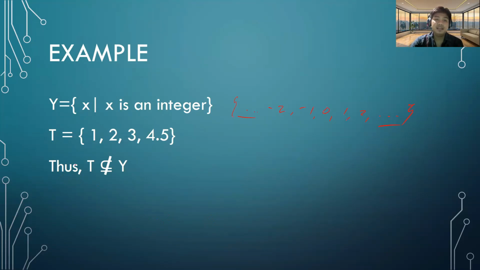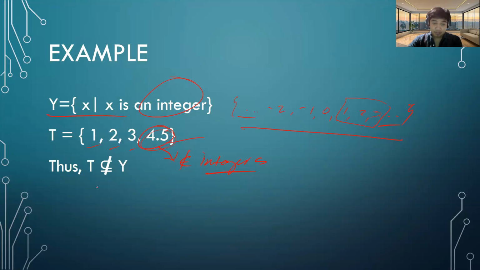And we have here T equal to {1, 2, 3, and 4.5}. So the 1, 2, and 3, nandito silang tatlo. And the 4.5, as you can see in the integers, wala namang decimal numbers sa ating set of integers. So basically, the 4.5 is not an element of integers. So this 4.5 is not part of Y.